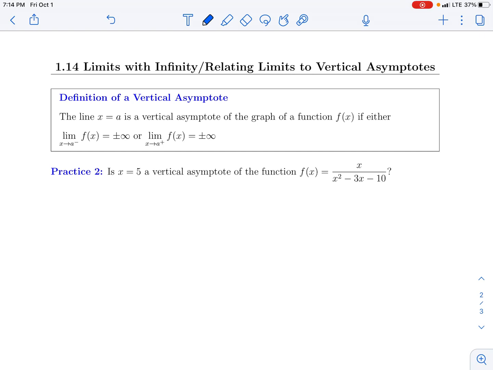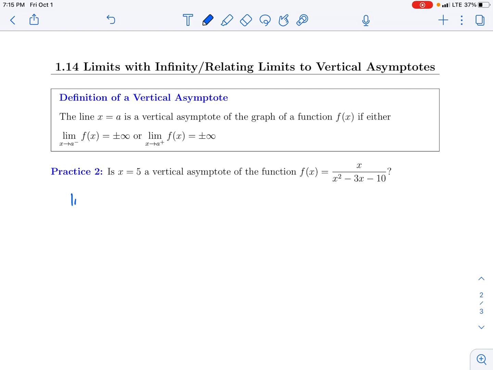It says the line x equals a is a vertical asymptote of the function if either the limit as x approaches a from the left of f of x is equal to plus or minus infinity, or the limit as x approaches a from the right of f of x is equal to plus or minus infinity. So basically, if I want to figure out if at x equals 5 there's a vertical asymptote, I need to consider the limit as x approaches 5 from the left of the function and the limit as x approaches 5 from the right of the function. And if for one of them I get some form of infinity, I know that there's a vertical asymptote there.